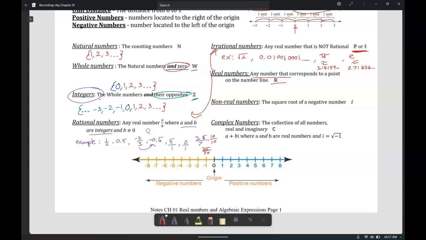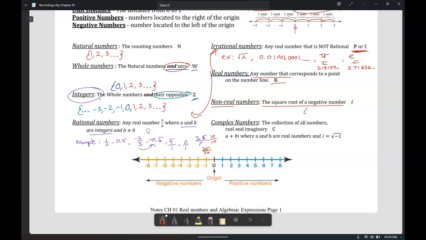Now, anything that's not real is non-real. The square root of any negative number, or even the even root of any negative number, is where we get our imaginary numbers from. And they're usually denoted with an I for imaginary. We won't be covering non-real numbers until much later in the course, as well as with complex numbers.